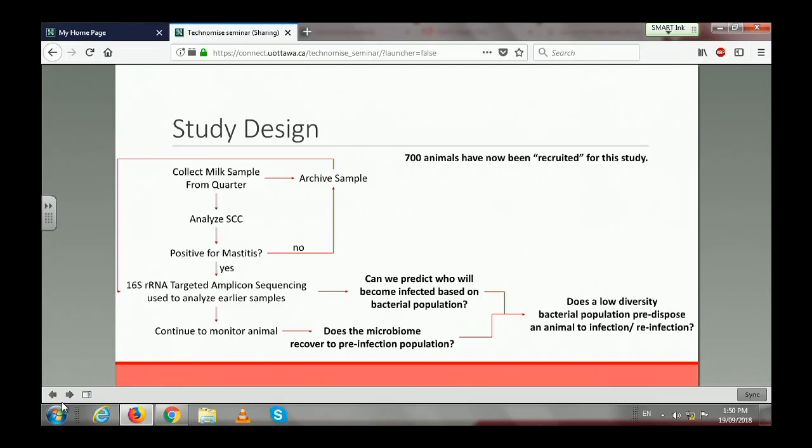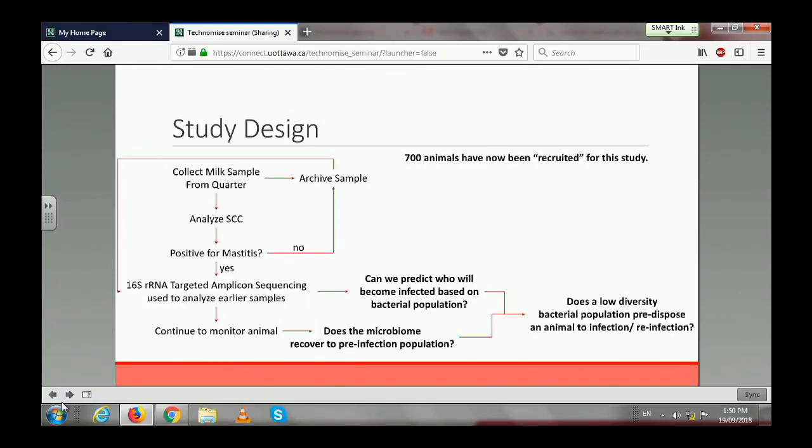So if the cow has mastitis, we can go on and do targeted amplicon sequencing of all of the weeks prior to her getting mastitis to actually look at what was happening in the microbiome prior to that initial infection. If she's not positive, we're just going to keep archiving the sample till eventually she gets it.